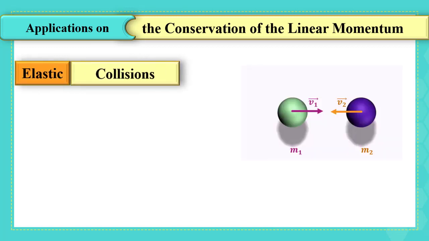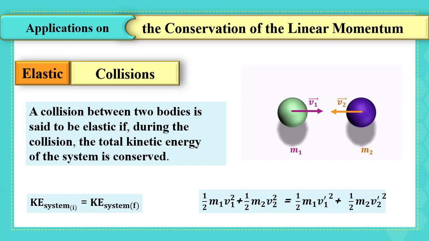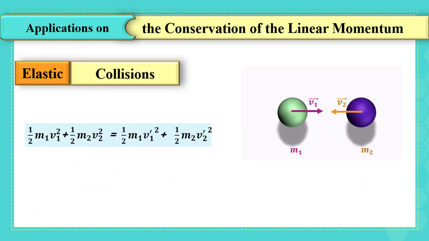For elastic collisions, the total kinetic energy of the system is conserved. In this case, the kinetic energy of the system before collision is equal to the kinetic energy of the system after collision. Formulating this definition, we end with an equation which is half m1 v1 squared plus half m2 v2 squared equals half m1 v1 prime squared plus half m2 v2 prime squared.